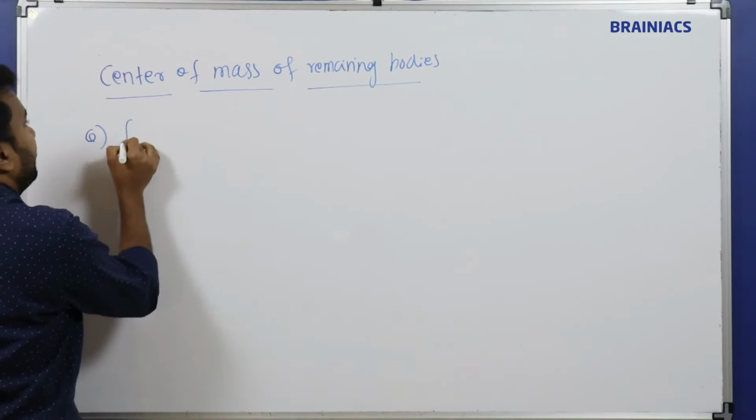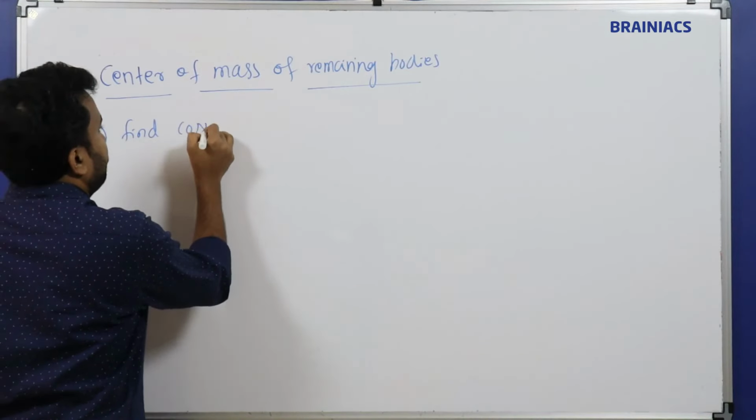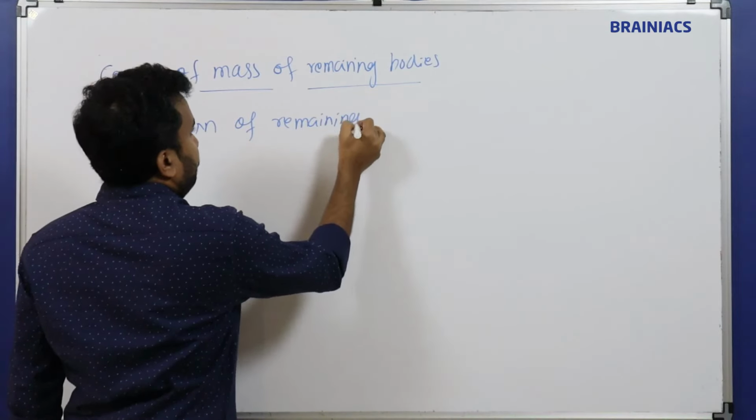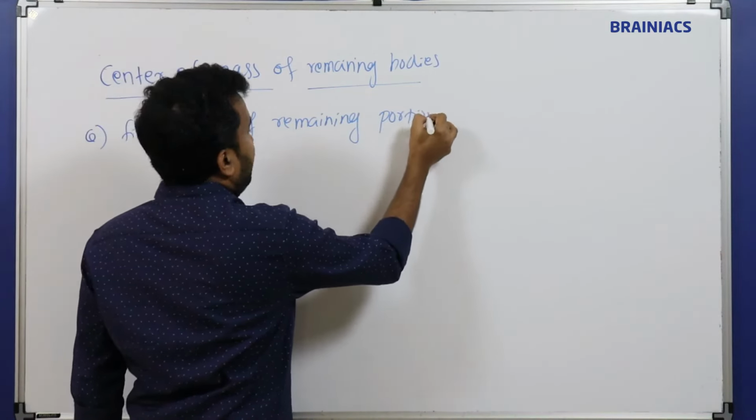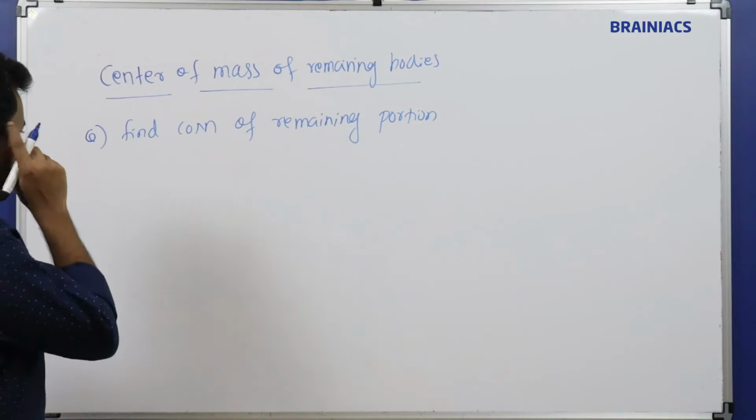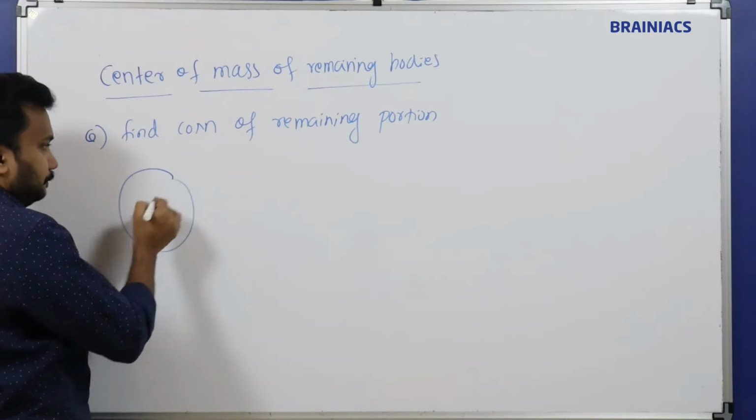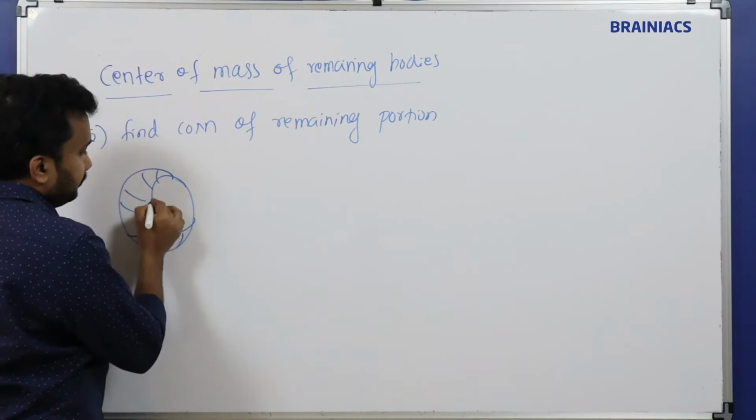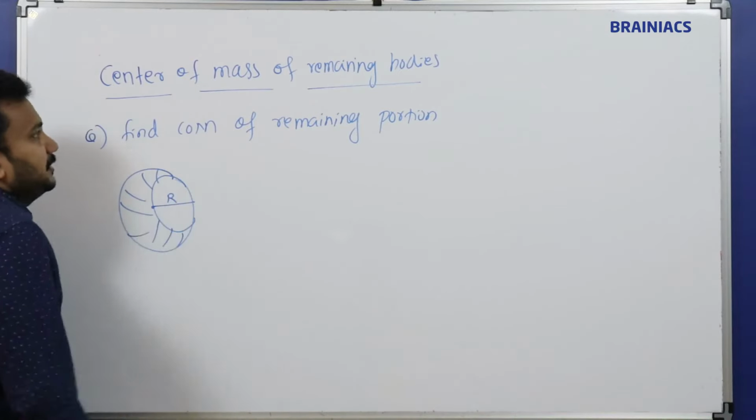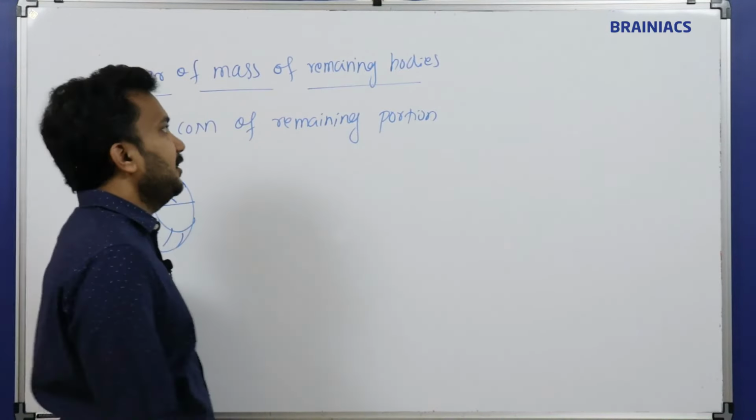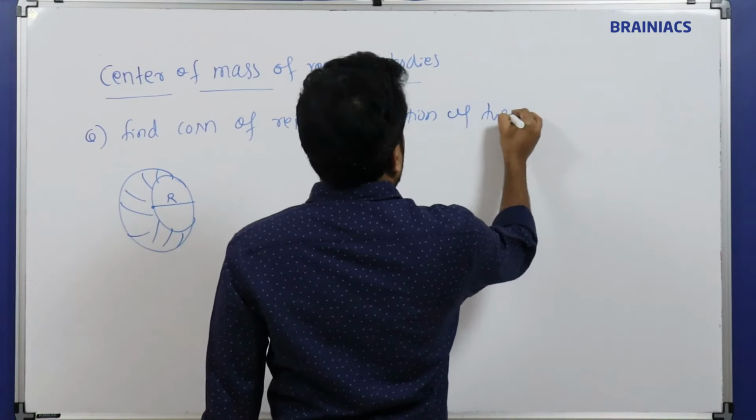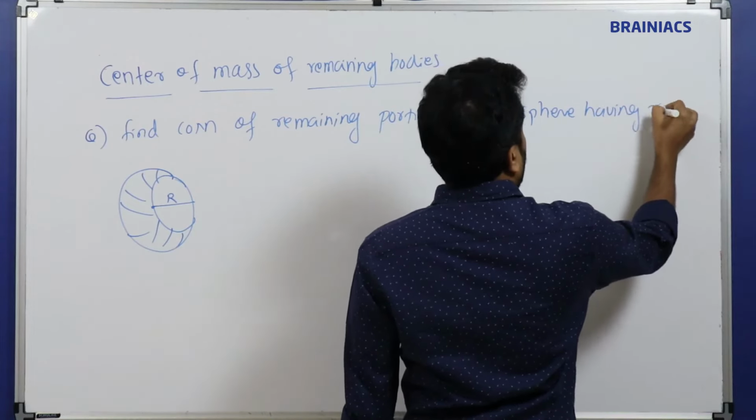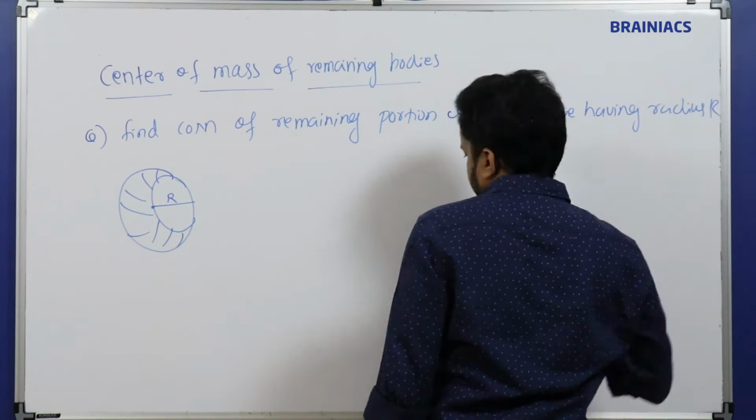The question is, find the center of mass of the remaining portion. Let's have a sphere and we have removed this much portion, and this is the radius. Find the center of mass of the remaining portion of this sphere, having radius capital R.